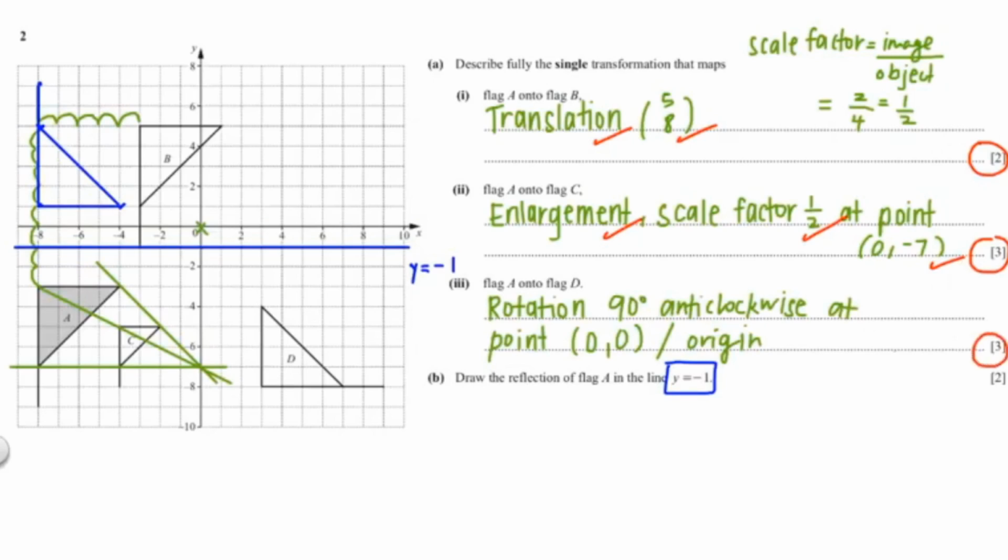Now this is also a 3 marks question, so again you have to state the rotation, and that will give you 1 mark. Then you have to say how it rotates, the degrees, so 90 degrees anti-clockwise, and that will give you another mark. And lastly you have to state the point at which it rotates, and that will give you another mark. So this last question is a 2 marks question. To get the first mark, you would have to draw the line and label it, and your second mark will be given when you draw the reflected image.